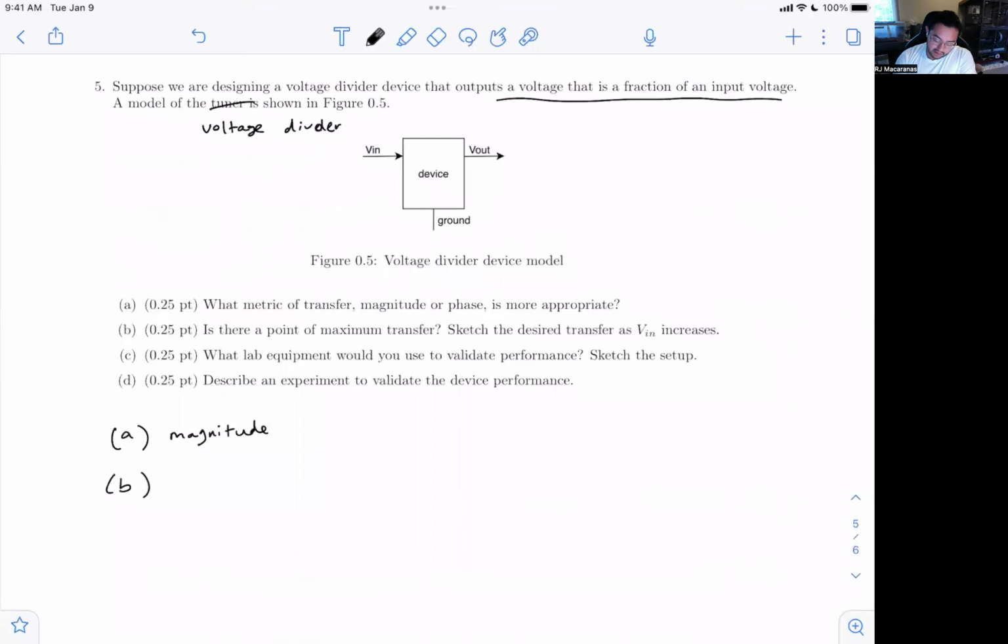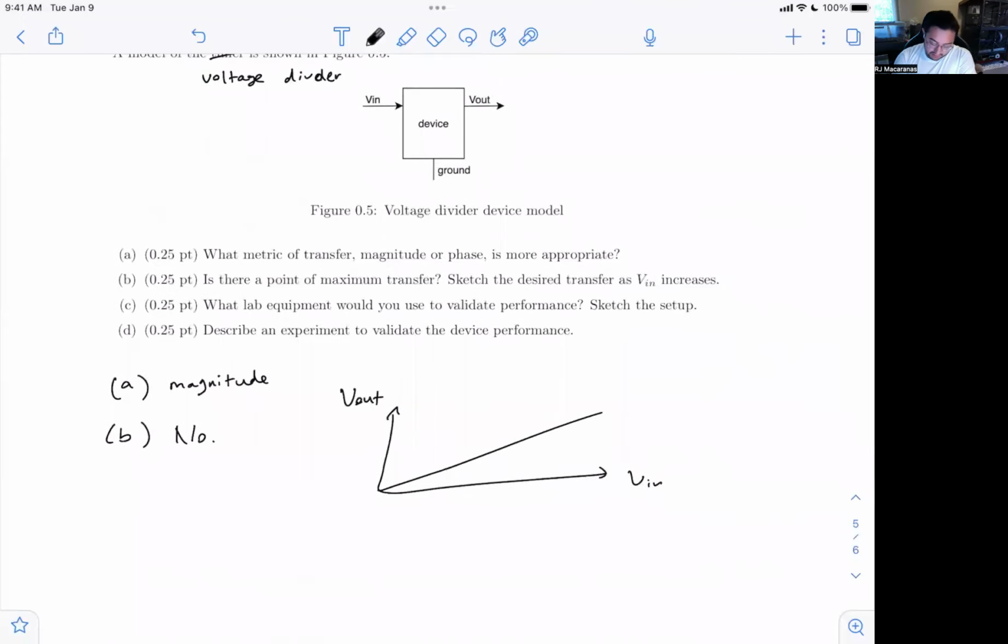Part B, is there a point of maximum transfer? No, not really. So as the input voltage goes up, this output voltage is also going to go up. It's still always going to be a fraction of that input voltage. So there's our desired transfer.